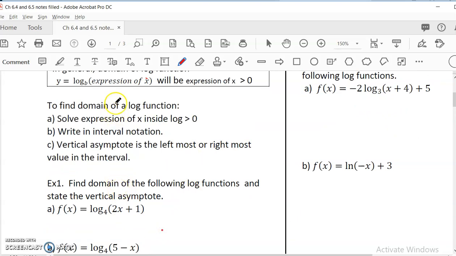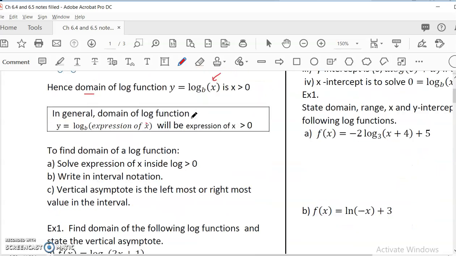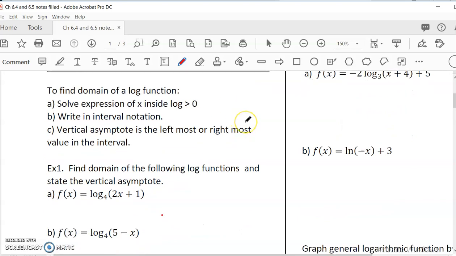What you can do is write this expression of x inside the log to be greater than 0, solve it, write it in interval notation, and then you can immediately find the vertical asymptote. Because what happens is in an exponential function, you always have a horizontal asymptote of y equal to 0. And then for the log function, which is an inverse of it, the horizontal asymptote becomes the vertical asymptote. And actually that is the boundary of the domain. So it's the leftmost or rightmost value in the interval.